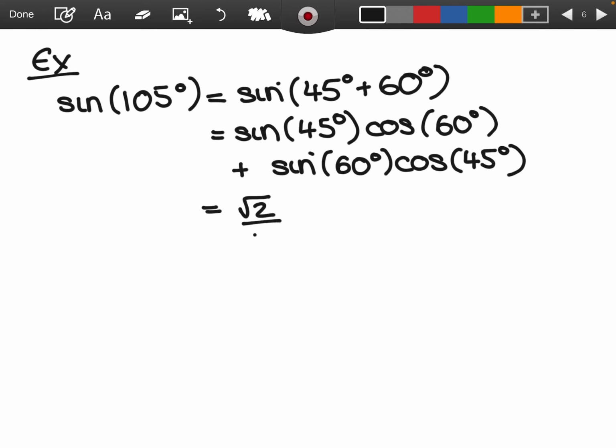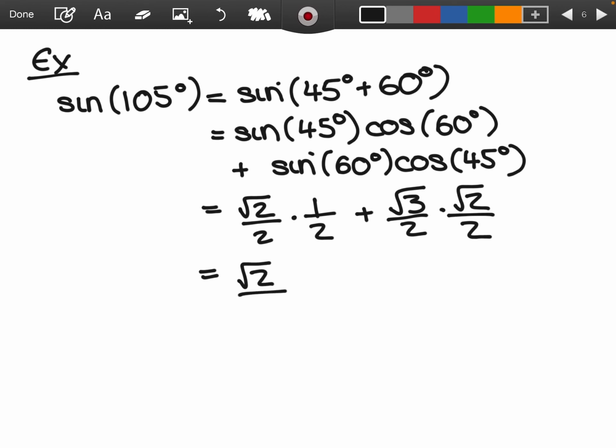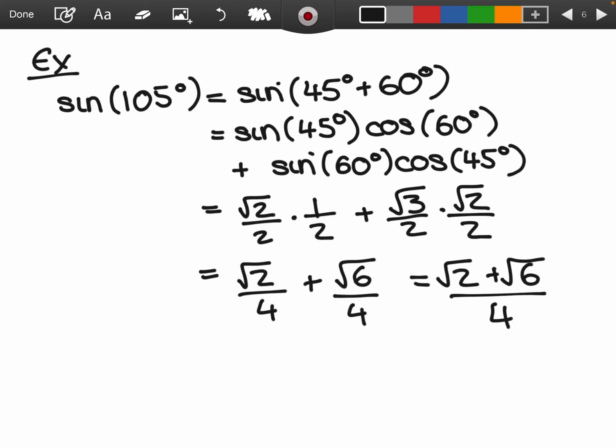That's going to give me the square root of 2 over 2 multiplied by 1/2 plus the square root of 3 over 2 multiplied by the square root of 2 over 2. If you simplify that, you get the square root of 2 over 4 plus the square root of 6 over 4, and then you can make it into one fraction as you have that common denominator. Okay. So I could find sine of this random angle because it is the sum of two angles that I know a lot about. Okay.